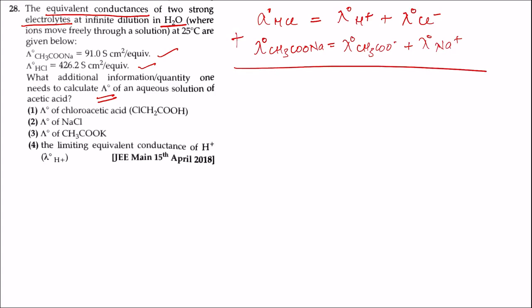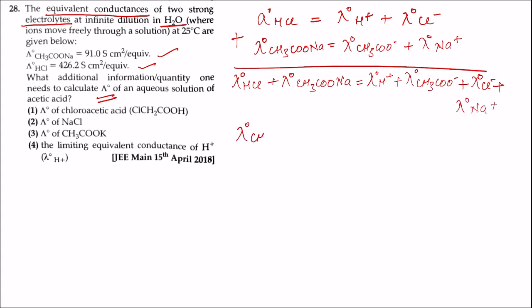On the left hand side of the equation we get the limiting molar conductivity of HCl plus the limiting molar conductivity of sodium acetate, which is equal to the conductivity of H plus ion plus the limiting molar conductivity of acetate ion plus the limiting molar conductivity of Cl minus ion plus the limiting molar conductivity of sodium ions. Now for the limiting molar conductivity of acetic acid, what is needed is the conductivity of acetate ion at infinite dilution plus the conductivity of H plus ion at infinite dilution.